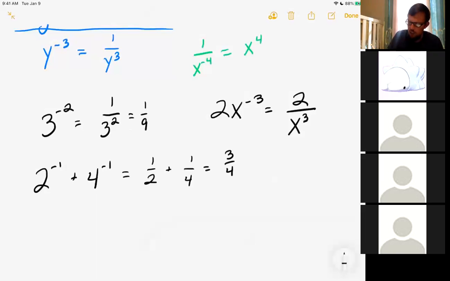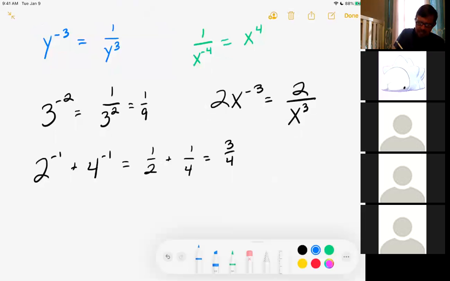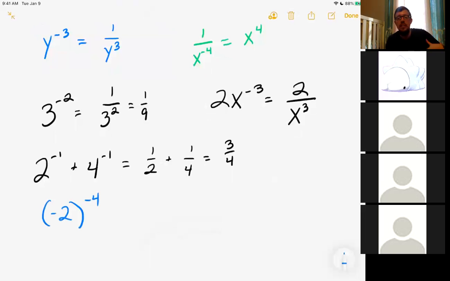A word of caution here, if your base is negative and your exponent's negative, you move it into the denominator to make the exponent positive, but only the exponent changes. So this will be 1 over -2 to the positive 4th. The bases don't change when you shift it, only the exponent, not the base.